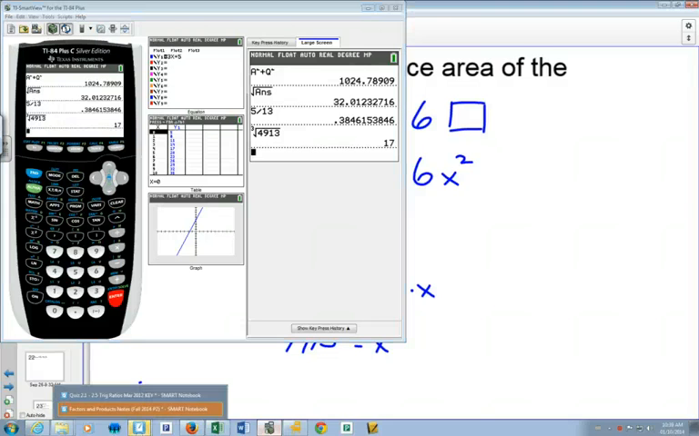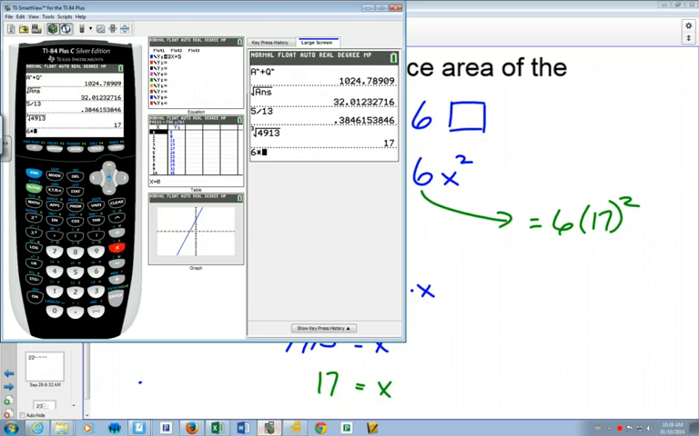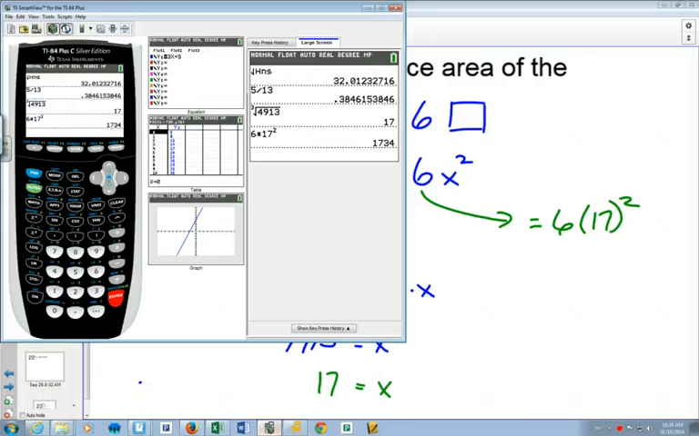And so now we can go back here and say, once we've taken the cube root of both sides, that x is 17. So now we can figure out our surface area. It's going to be 6 times 17 squared. And that's going to be a big number. 6 times 1734.